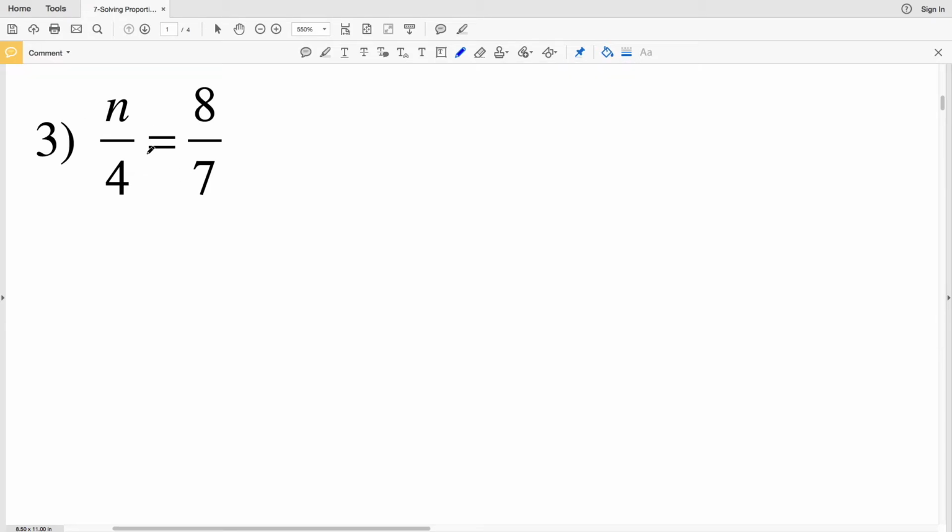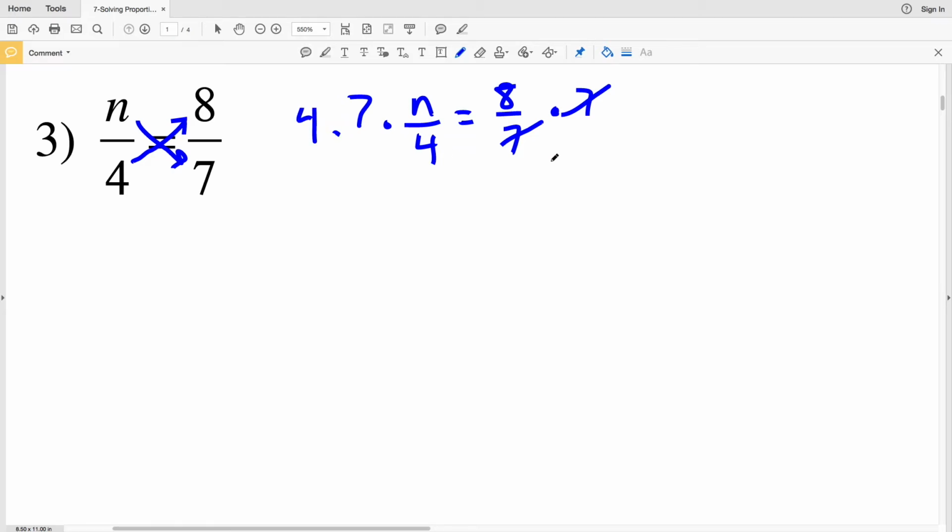And number 3, we're not able to simplify. However, let's cross multiply. So cross multiplying, I'm going to multiply the n to the 7, and that's going to equal the 4 times the 8. So essentially what I'm doing when I cross multiply, if I have n over 4 equal to 8 over 7, I'm multiplying both sides by 7, so you can see that my 7's will cancel out on the right, and at the same time I'm also multiplying both sides by 4. So you can see that my 4 on the left will cancel out. So I'm left with 7 times n equal 8 times 4.